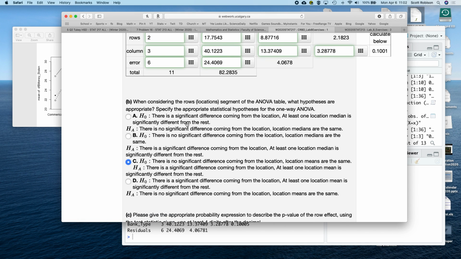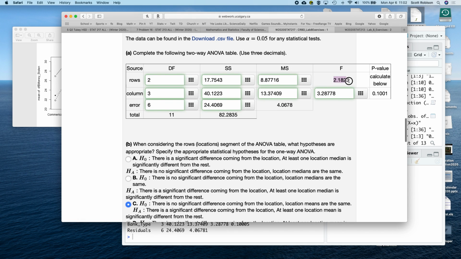Again, remember that for a two-way ANOVA table, there are actually two different hypothesis tests. Okay, so you can see that there's two test statistics here: the F equals 2.1 and the F equals 3.3. So you need to be careful about which hypothesis you're talking about. In this particular question, it says when considering the rows segment. So it's just talking about this row here. So when it's talking about what is the hypothesis for this test.